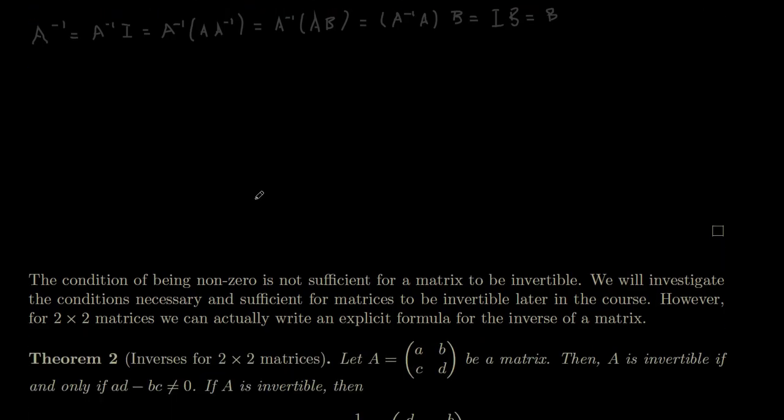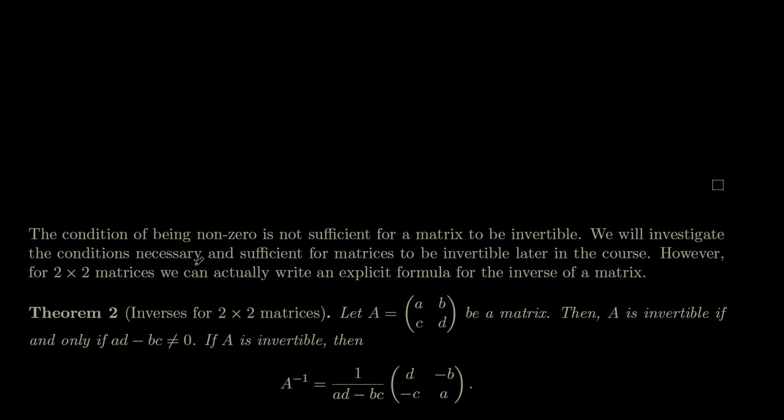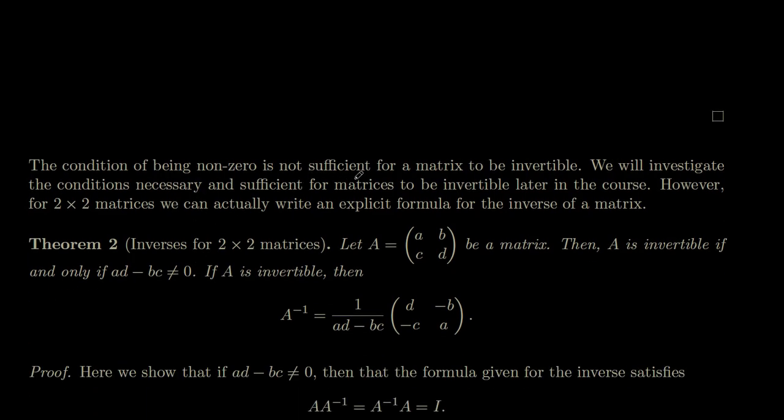So the condition of the matrix being not equal to 0 is not sufficient for a matrix to be invertible. I mean, with the experience we have from real numbers, we could assume, oh, well, as long as the matrix is not equal to 0, then it is invertible, but that is not the case. So we have to figure out what would be a necessary and sufficient condition for invertibility for a 2 by 2 matrix.